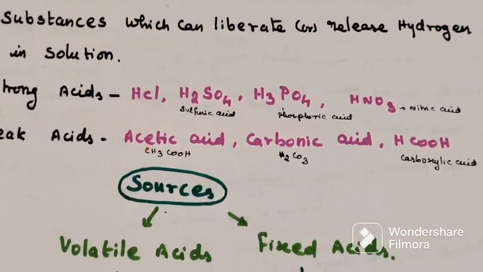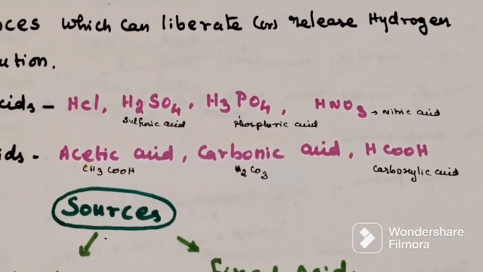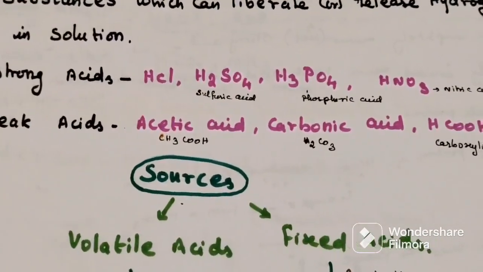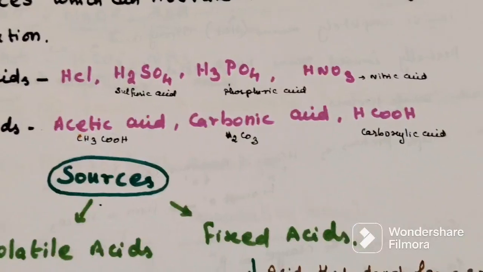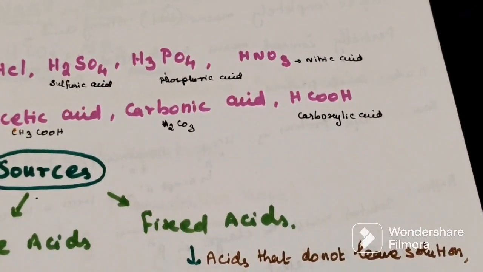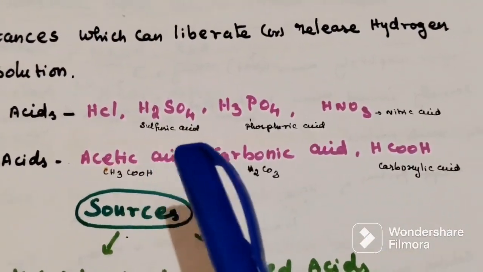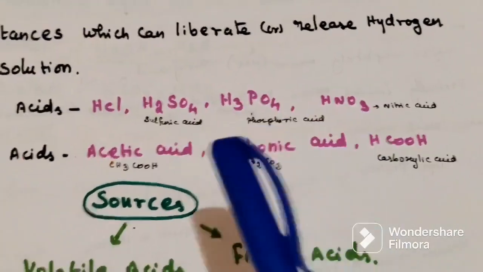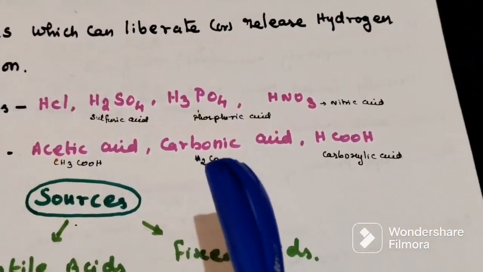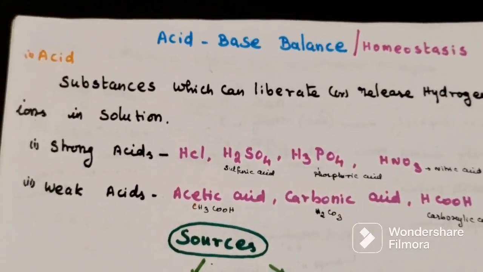Strong acid examples: HCl, sulfuric acid, phosphoric acid, nitric acid. Weak acid examples: acetic acid, carbonic acid, carboxylic acid. These are the examples.